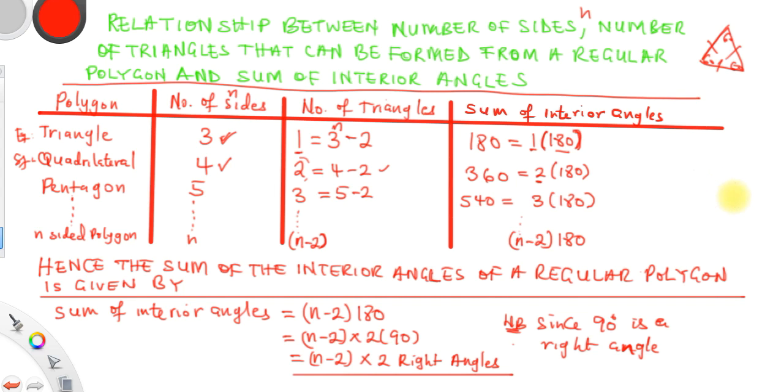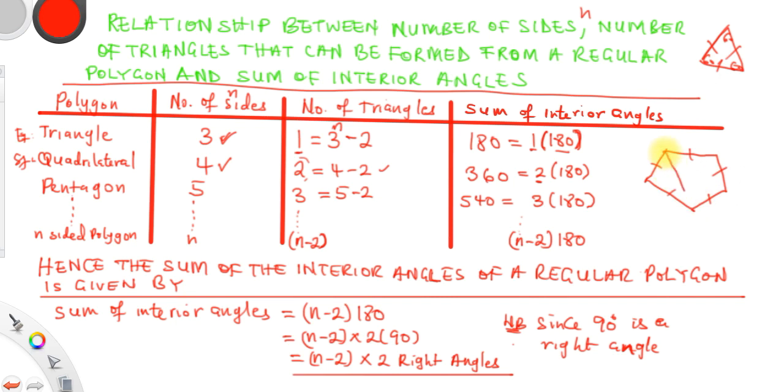Yes, let's look at the number of triangles that can be formed from a pentagon. A pentagon is a 5-sided regular polygon. So let us look at this. This is a pentagon: 1, 2, 3, 4, 5. It has 5 sides, and all the sides are equal. So how many triangles can be formed from this pentagon?